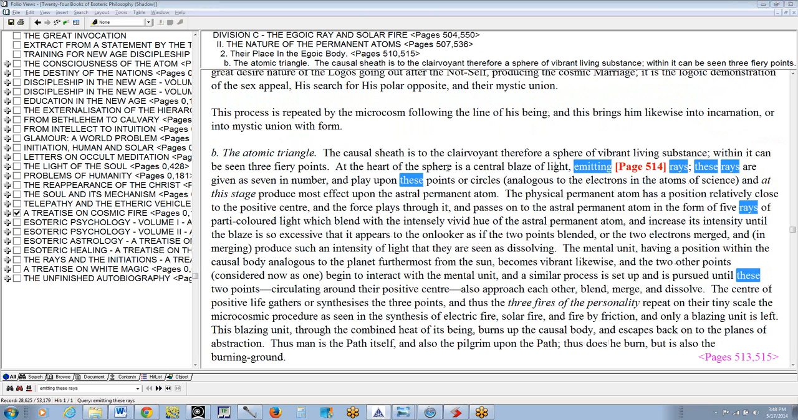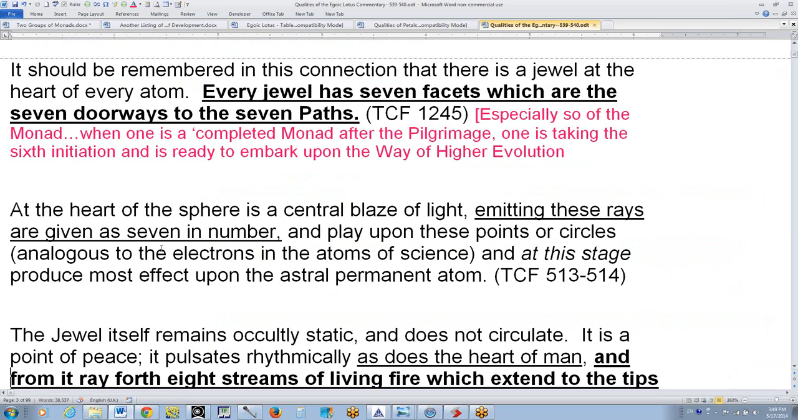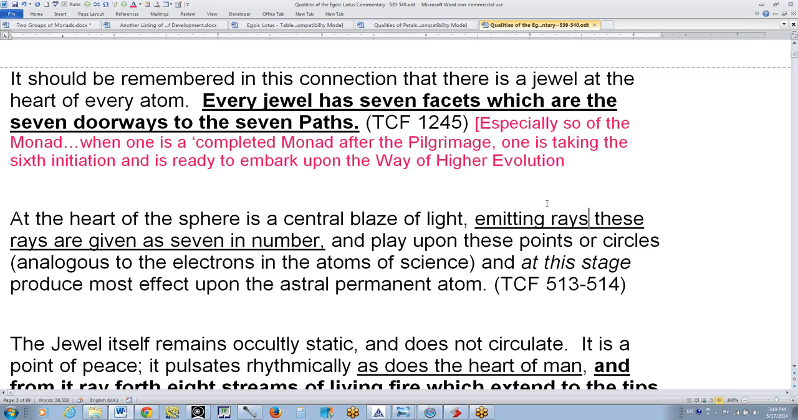There seems to be one place, and here it is. At the heart of the causal sheath is to the clairvoyant a sphere of vibrating light, living substance. Within it can be seen 3 fiery points. At the heart of the sphere is a central blaze of light emitting rays. Here it is, emitting rays. These rays are given as 7 in number and play upon these points or circles, analogous to the electrons of science, and at this stage produce the greatest effect upon the astral permanent atom. So this will correct this. These rays are given as 7 in number, and sometimes, strange as it may seem, 8.